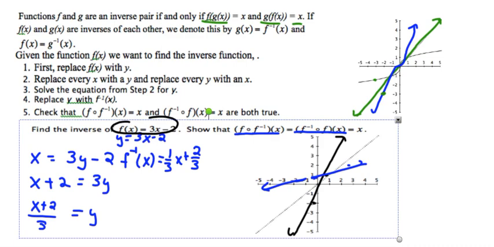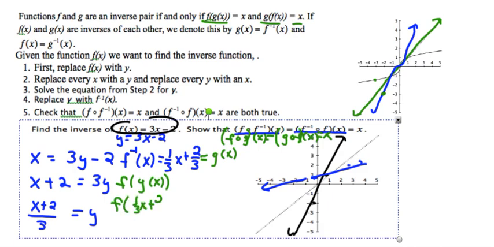To make it a little bit easier, I'm going to call the second one g of x, because I want to prove that f of g of x and g of f of x equal x. So first thing I'm going to do is take f of g of x. And so that's f of 1/3 x plus 2/3. I'm going to plug that in for my original x. So that's 3 times 1/3 x minus 2.